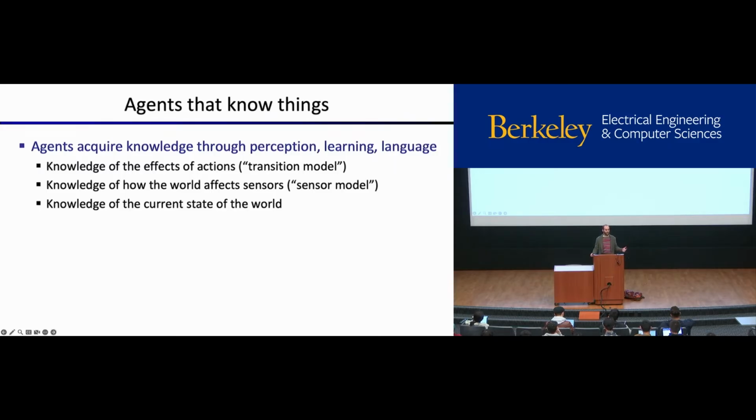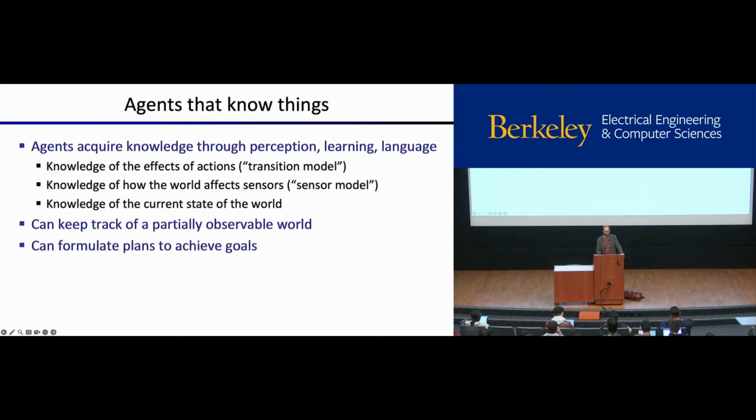These will sometimes be incomplete, but we have some knowledge that is quite general, that is not just what this state looks like and how it connects to this state and how it connects to this state. We can generalize better than that. It allows us to keep track of a world we can only partially observe. It allows us to formulate plans to achieve goals. It allows us to do things like design and build gravitational wave detectors.